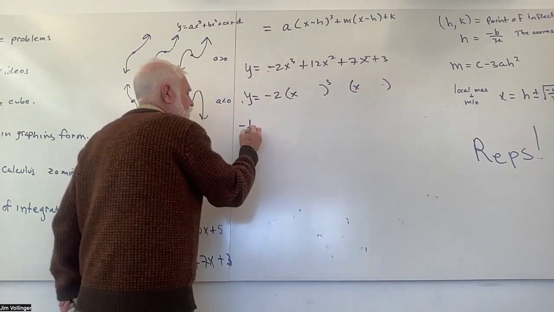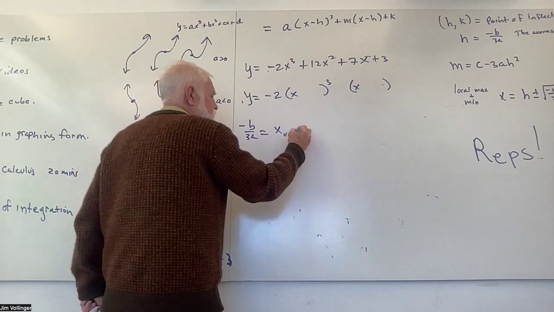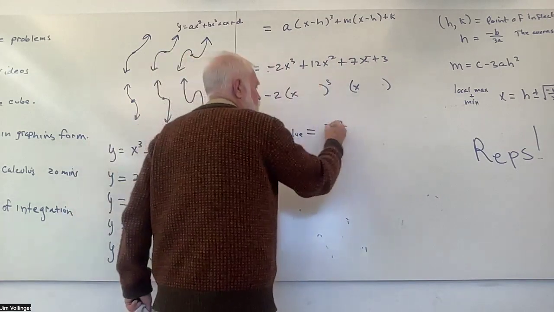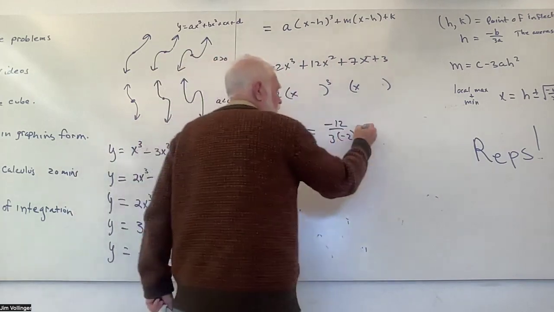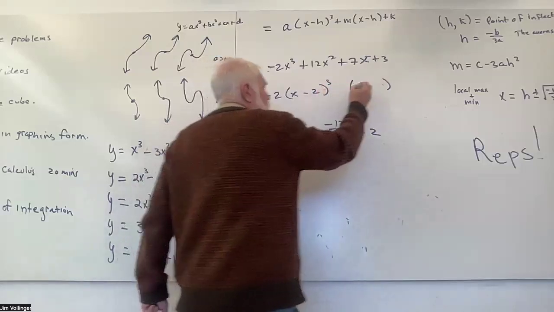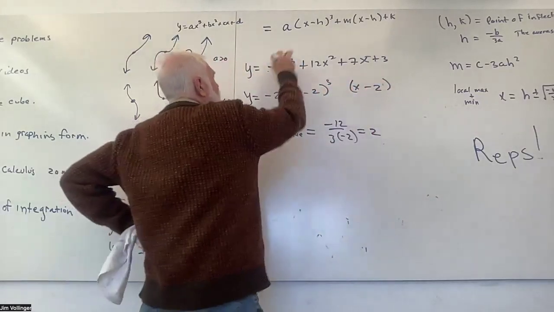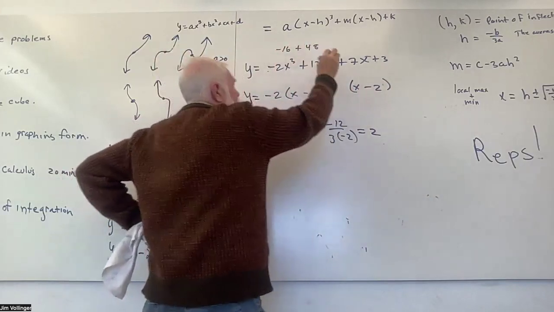Minus b over 3a gets us the x value. One more time, hearing that. In this case, minus b, minus 12 over 3 times negative 2 is a positive number, and it's 2. So I can write minus 2, minus 2. Now I'll drop a 2 in, 8 minus 16, so this should be positive 48. Take your time with it and see that it is.